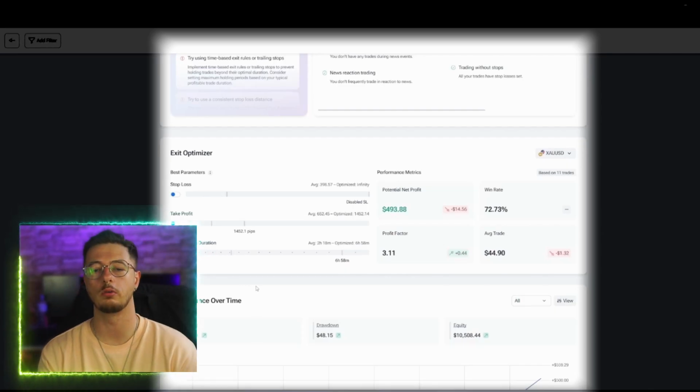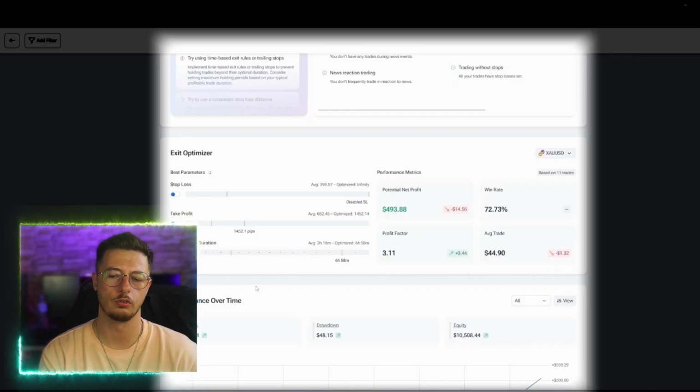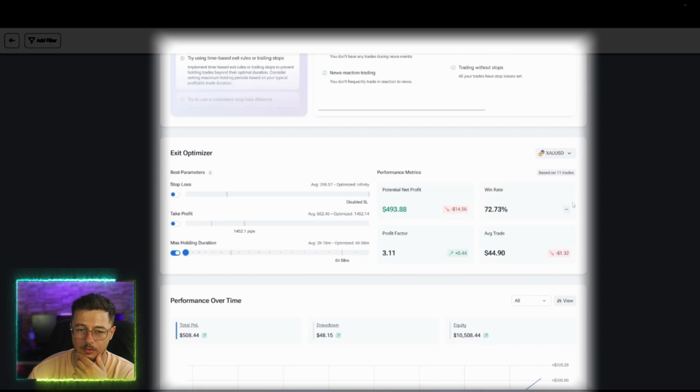And now I know that I'll just place a stop loss and the take profit as I always do, and that my position shouldn't last more than 24 minutes. And that's how I would play this optimization out.